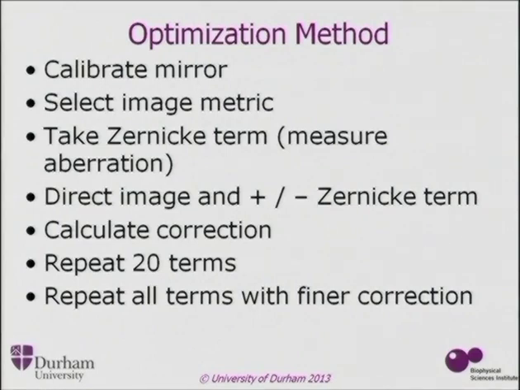So we could deliberately put a certain amount, and let's choose the simplest aberration, defocus, a certain amount of plus defocus, a certain amount of minus defocus, and have a flat mirror. And from those three images, we can then begin to join up the dots and calculate how much aberration correction we need to put on. We actually do this for 20 Zernike terms and keep correcting and adding more and more correction. But our metric is saying, is the image getting better or worse as we add this correction on?